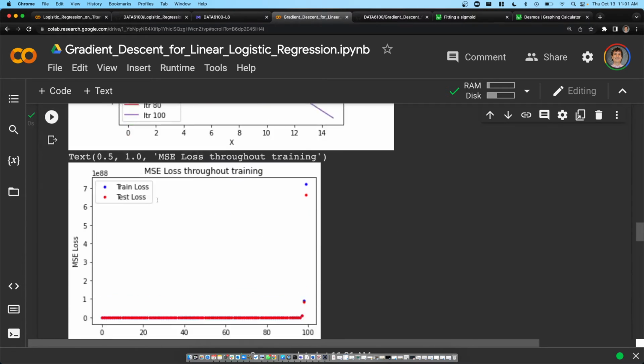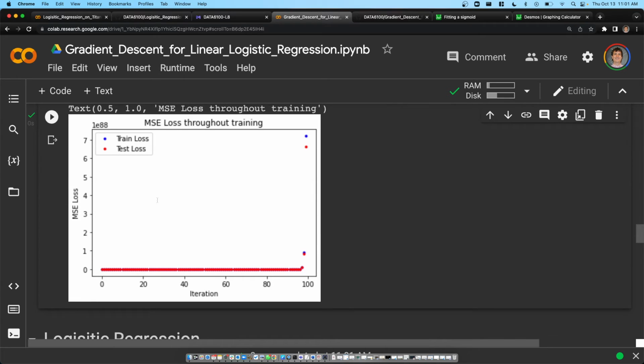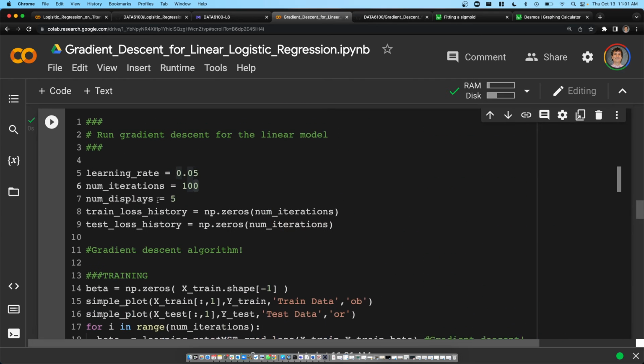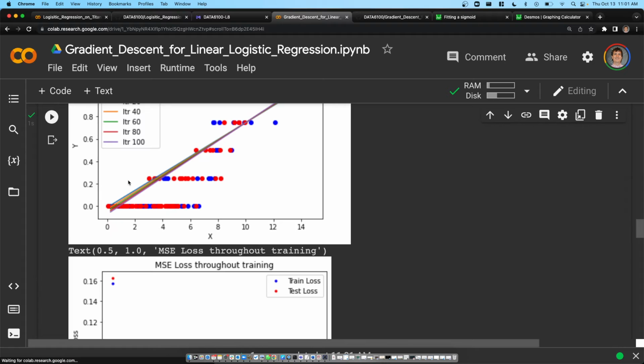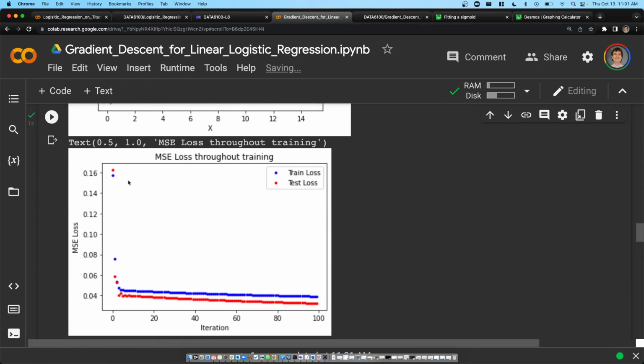Still exploded. But look, this time we made it to 100 iterations before it exploded, right? We made more iterations. There is some funny spot that I'm trying to get to where it does some funny stuff. Okay, so now it worked again.